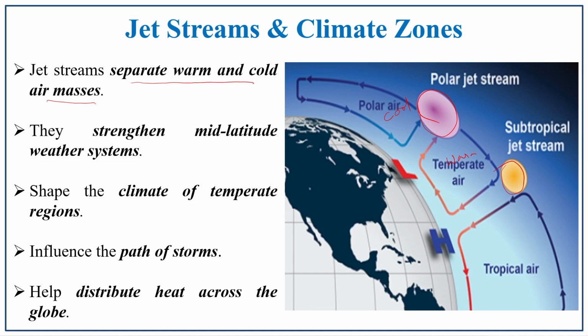It also shapes the climate of temperate regions. So the temperate regions have a diversified climate like winter, summer, autumn and spring. This happens because of the influence of jet streams. It influences the path of storms, how the storm is traveling. The path is determined by jet streams. It helps to distribute the heat across the globe. The global heat is redistributed with the help of jet streams.